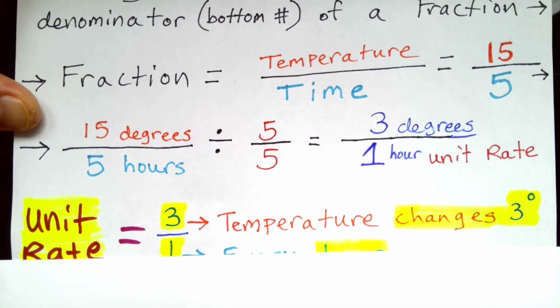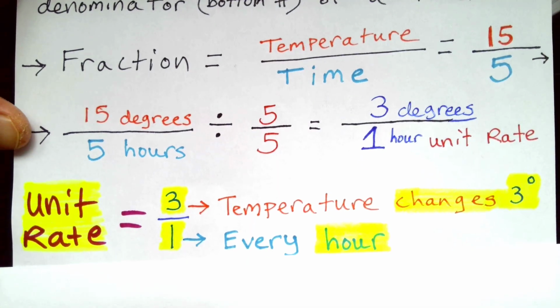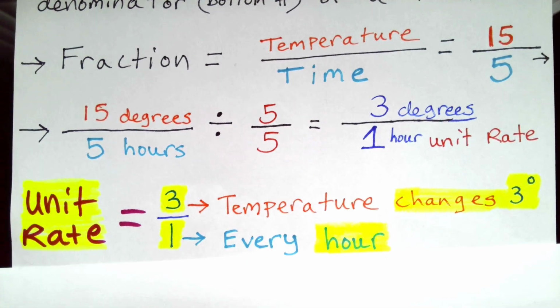Again, I wanted just to show you the unit rate in this example. We have a temperature change of 3 degrees over 1 hour. So 3 degrees are changed every 1 hour. This is a great example of a unit rate.